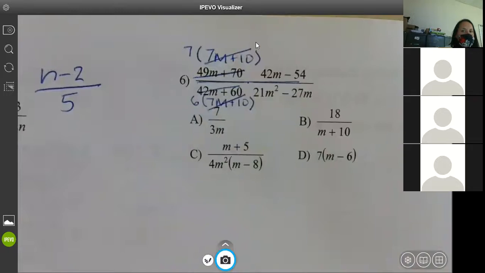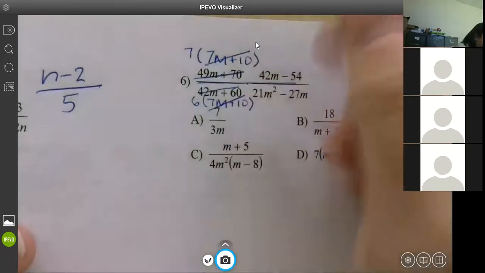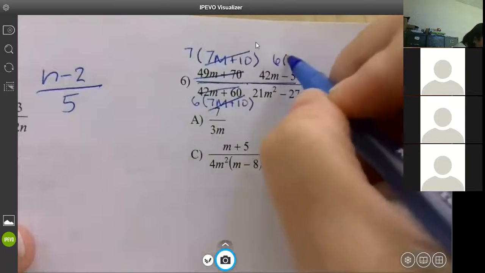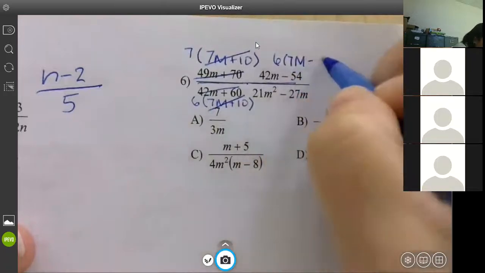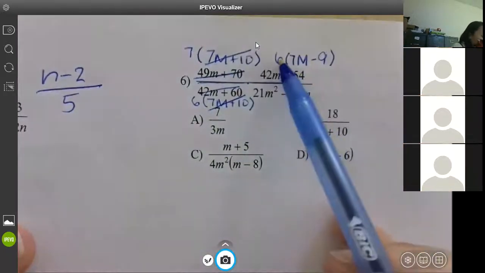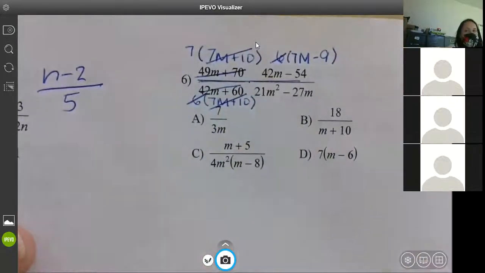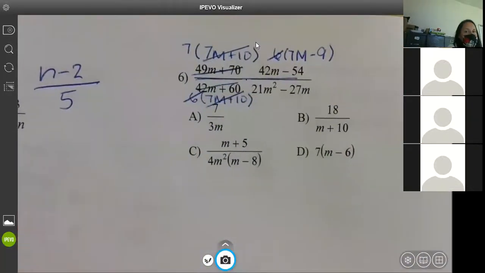42m minus 54. What can I pull out? A 6 leaves me with 7m minus 9. You guys see your 6s, top and bottom? I can go ahead and mark them out. They don't matter anymore. 21m squared minus 27m.